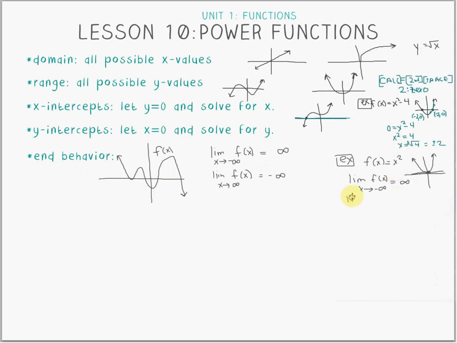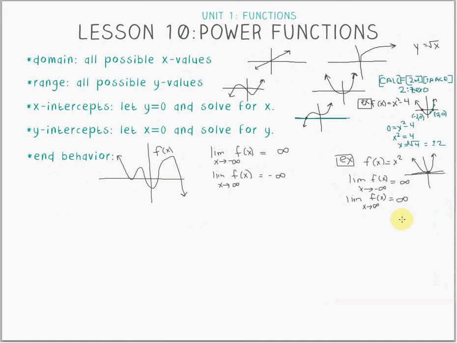Now what's the limit of f of x as x approaches infinity? As it goes to infinity, this parabola is also going in a positive direction, to positive infinity.